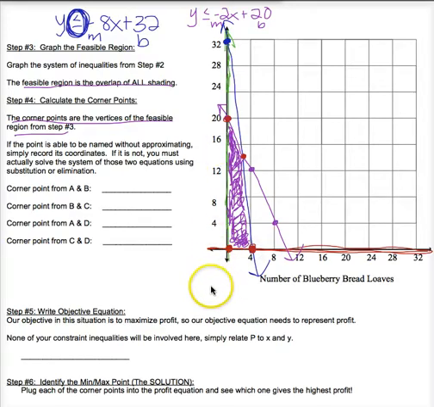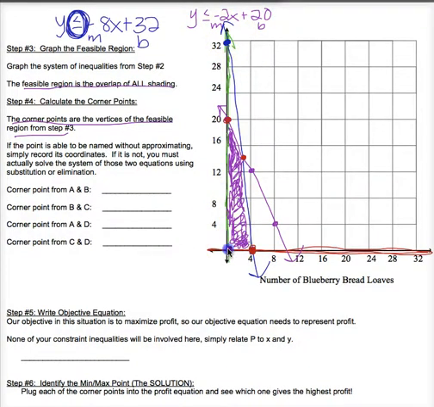So we need to list all of those points. Now, I listed from A and B, from B and C specifically. So from A and B, those were the first two equations. Those two overlap here at 0, 0.